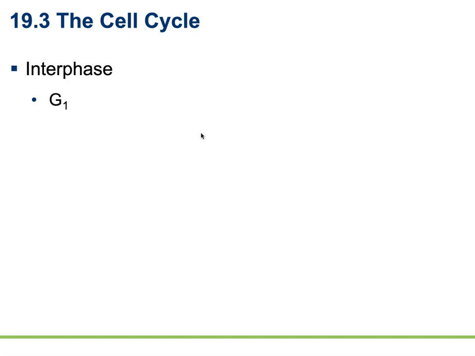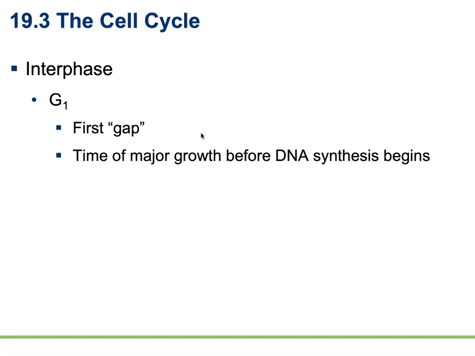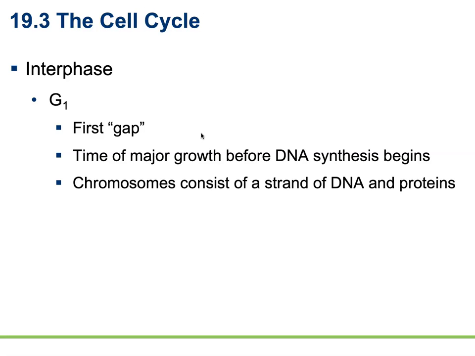So in interphase, G1, you can think of G standing for growth. This is our first growth phase, the first gap phase. This is going to be a time of major growth before DNA synthesis begins. At this point, the chromosomes are going to consist of a strand of DNA and proteins. And so we are going to grow the cell to help for the process of DNA synthesis. DNA synthesis, which we will see, is a very complex process. And it's going to require a lot of proteins, a lot of factors. And so during G1, we are assembling the much needed proteins to undergo our synthesis phase, our S phase.